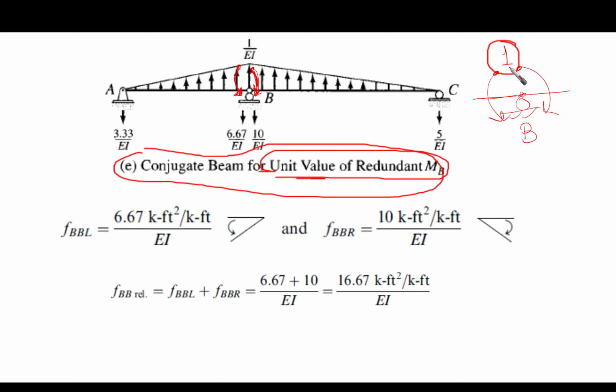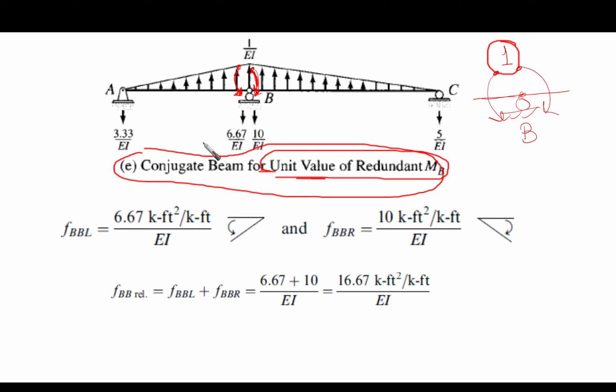So here in the unit value, we are not doing anything, we just have one unit moment applied here at point B. Two opposite moments with the same magnitude of one, as I put here in red arrows. The tail of the arrow is up, making tension on the top fibers. So we are dealing with this type of moment.